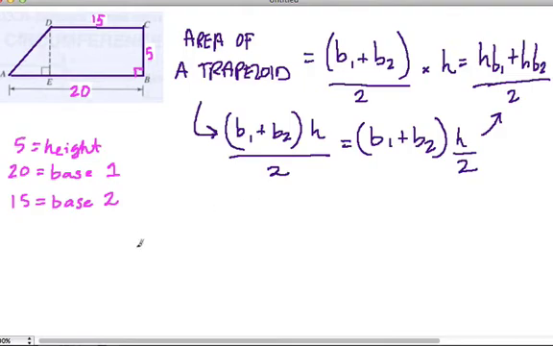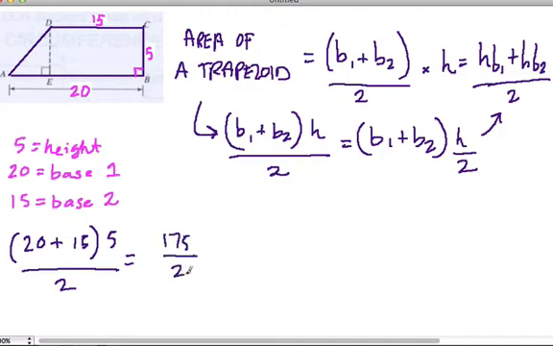Now we can plug into the formula: we have 20, base 1, plus base 2, 15, multiplied by the height, which is 5, all over 2. So this is going to equal what? Well, 20 and 15 is 35, times 5, that's 150 plus 25, or 175, over 2.